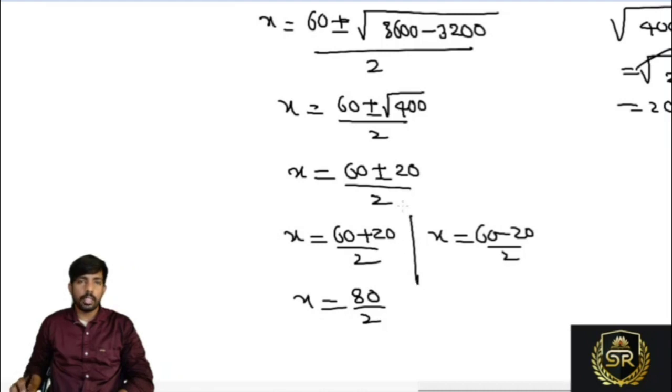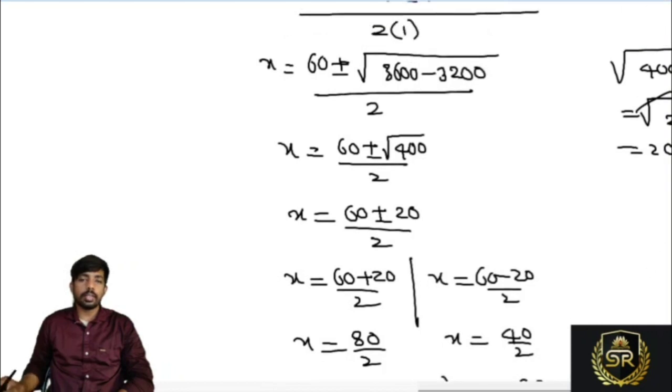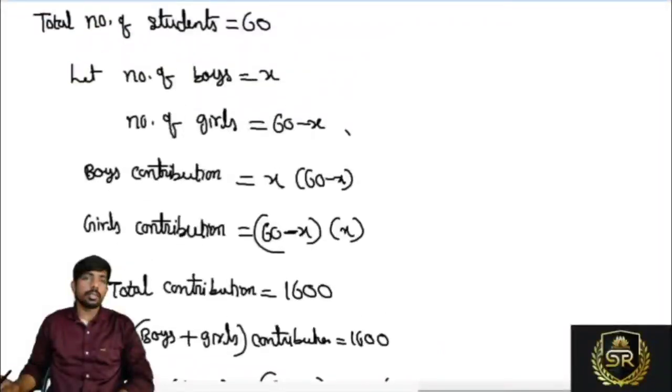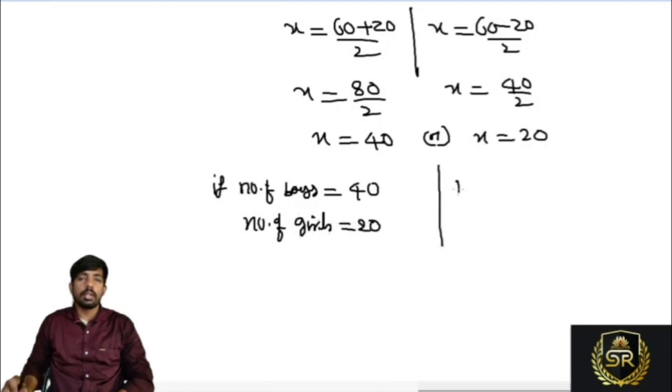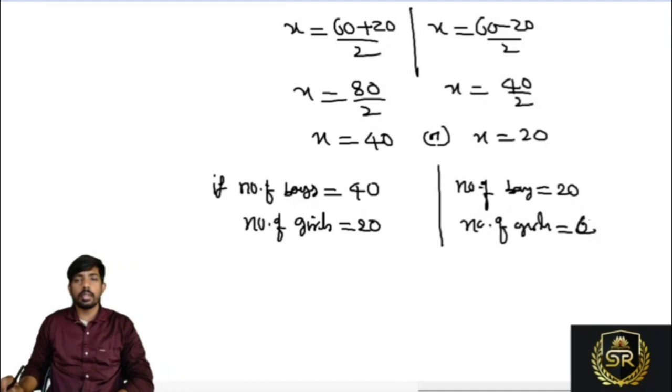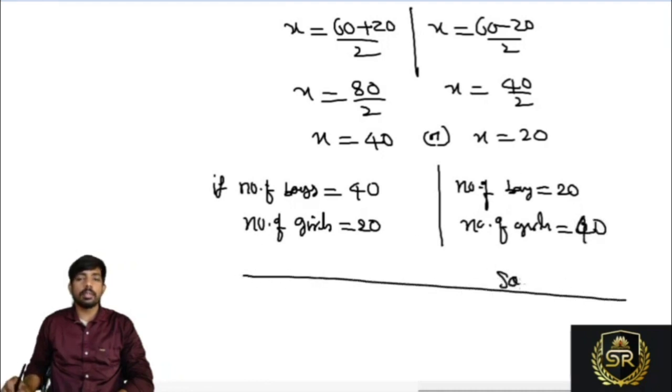So x equals 40 or x equals 20. One is boys and one is girls. Let x be the number of boys. If the number of boys is 40, the number of girls should be 20. Or if the number of boys is 20, the number of girls is 40. So these are the final solutions.